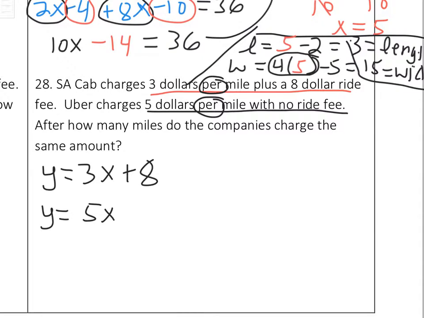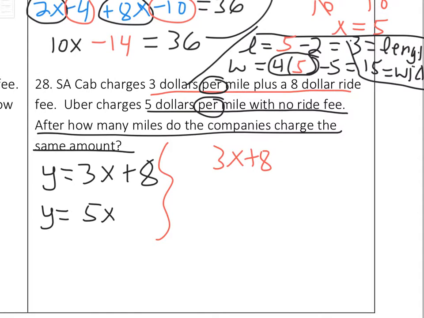Then, after how many miles do the companies charge the same amount? This is where number 26 comes in; if you refer back there, you'll know what to do. You just set these equations equal. So I can set 3x plus 8 equal to 5x, and then you solve for x. That is the number of miles it takes for the two companies to cost the same. All right, this completes your semester exam review.